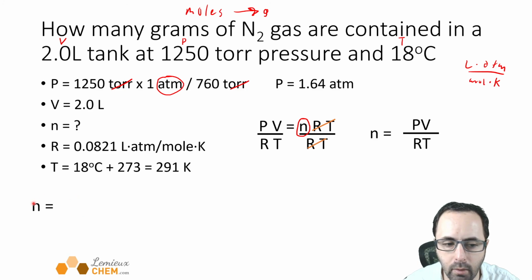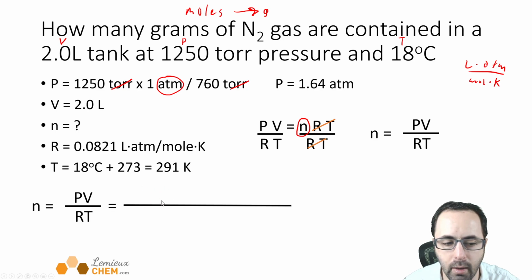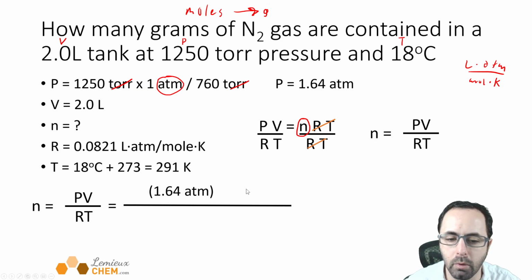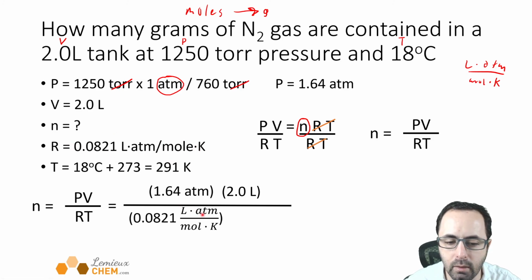Okay. And so now we're going to plug this in. So I'm doing that down here. We're going to put our pressure. Our pressure is 1.64 atmospheres. We're going to put that in right here. That's our pressure, P. All right. Our volume, we're going to put that in right here. It's going to be 2 liters right there. Okay. R, we're going to put that in here on the bottom. 0.0821 liters times atmospheres divided by moles divided by kelvins. Nice. All right, and now our temperature, that goes in right here, 291 Kelvin.